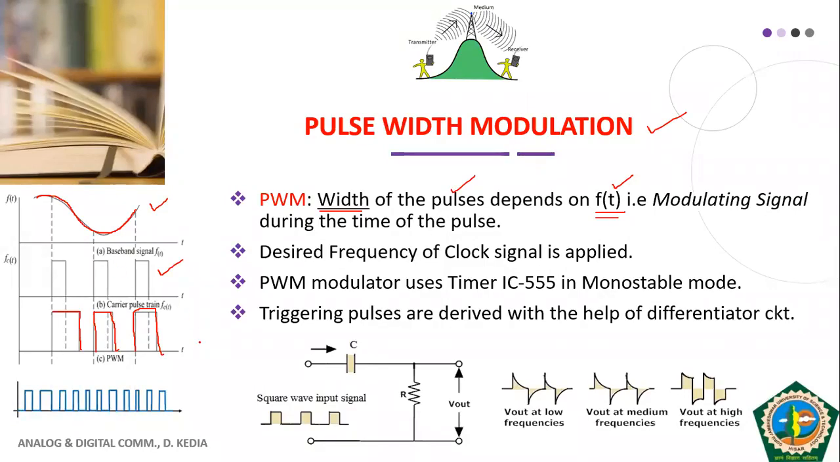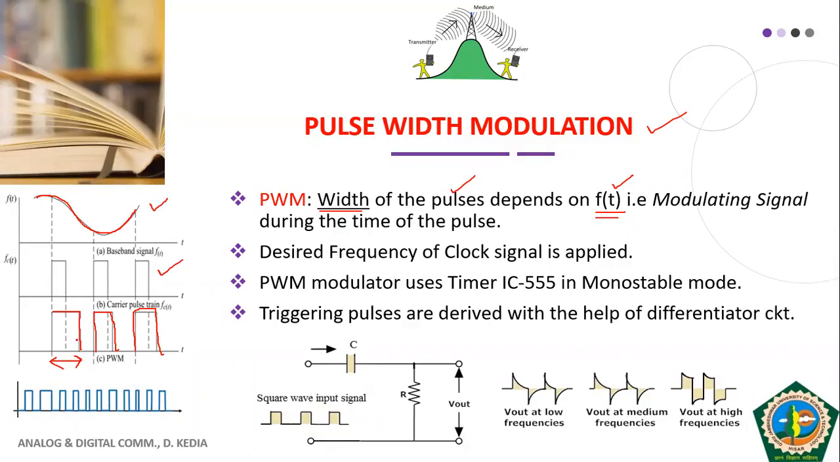So why do we keep pulse width modulation under the pulse time modulation category? Because width is a parameter which is present in the time axis of your signal. So that's why we keep it under the pulse time modulation category. Here the width of the pulse will change in accordance with your modulating signal.